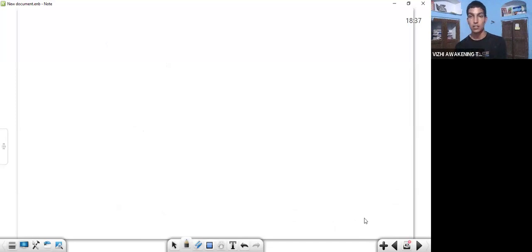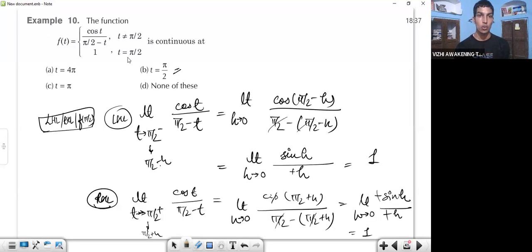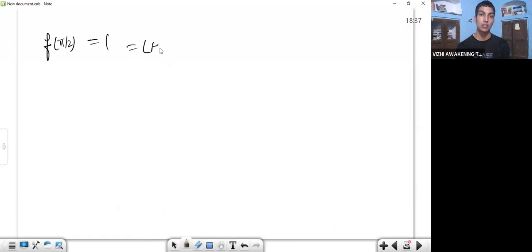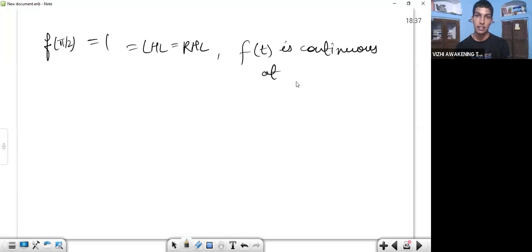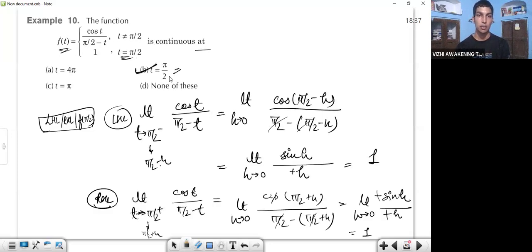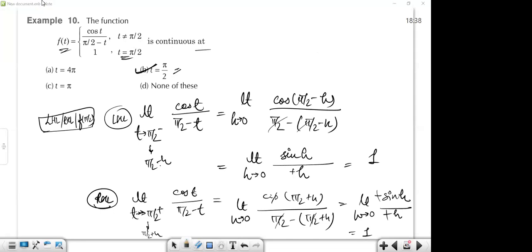So we have left hand limit equal to right hand limit. We can also go ahead and check the value of the function at pi by 2. It was given in the question that at pi by 2, the value of the function itself is equal to 1. So the value of the function is 1, whereas the left hand limit is also 1 and the right hand limit is also 1. So we can say the function is continuous at t equals pi by 2. The question says the function is continuous at t equals pi by 2, so B is the correct answer. Any doubt, anyone? Any doubt? No, sir.